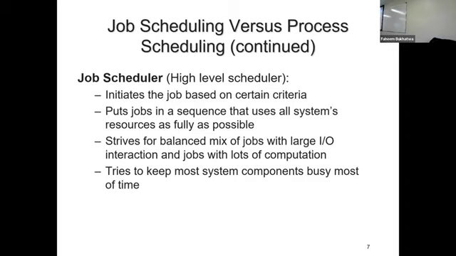So it strives to balance a mix of jobs with large I/O interaction and lots of computation. So that's trying to mix the jobs that are going into the system to be a mixture of I/O bound and CPU bound. It also tries to keep most of the system components busy. So by sending balanced, mixed groups, everybody will be happy using them.